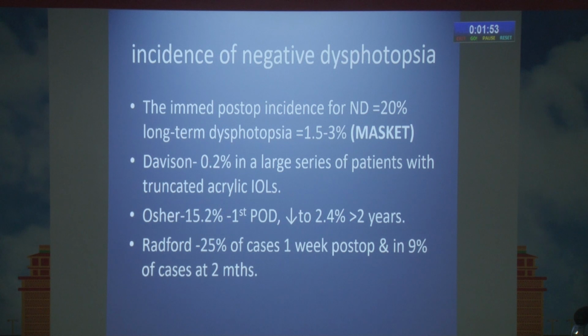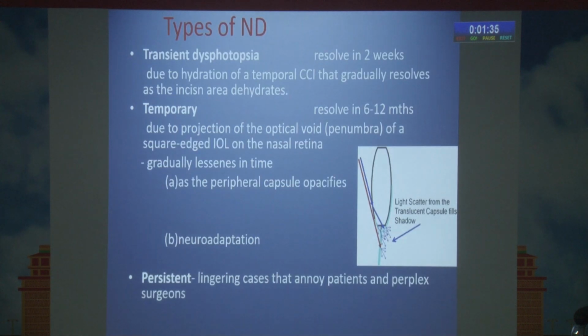It is said that in the immediate post-operative period it is 20%, but it decreases in the long term to about 5% by 6 months, and 2.4% after 2 years. So the dysphotopsias can be transient. It resolves in 2 weeks, and this is due to the hydration of the temporal clear corneal incision. Temporary is the one which really resolves within 6 to 12 months. I told you incidence decreases from 20% to 5%, and it disappears because the peripheral nasal rim of the anterior capsule opacifies or when there is neuroadaptation.